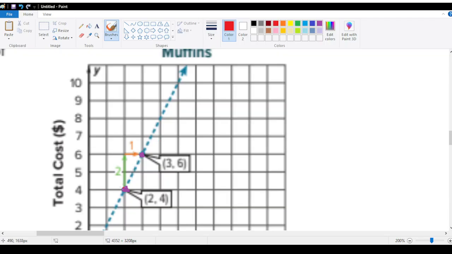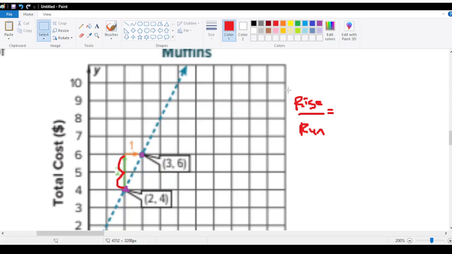How many units you will go up, Shamsa? 2. 2 units. And each square, how much? Each square is 1. So if you move 2, you will rise. First, you need to write the rule. Rise over run. Okay. How much is the rise?